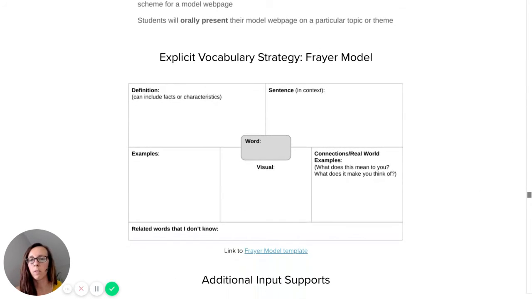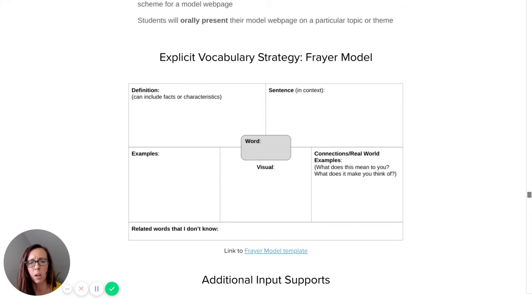When we think about explicit vocabulary strategies, I think we all probably have different ways that work for us, or different ways that we have practiced explicitly teaching vocabulary. And one way that has worked really well for me, one of my favorites, is the Frayer model. This is a modification on the Frayer model that I have used with my English learners at my school, and I've found to work really well. So it's got the definition, it's got using that word in a sentence in context. It's got places for examples where they would see or hear that word, a visual that they can include there, and then connections to the real world.